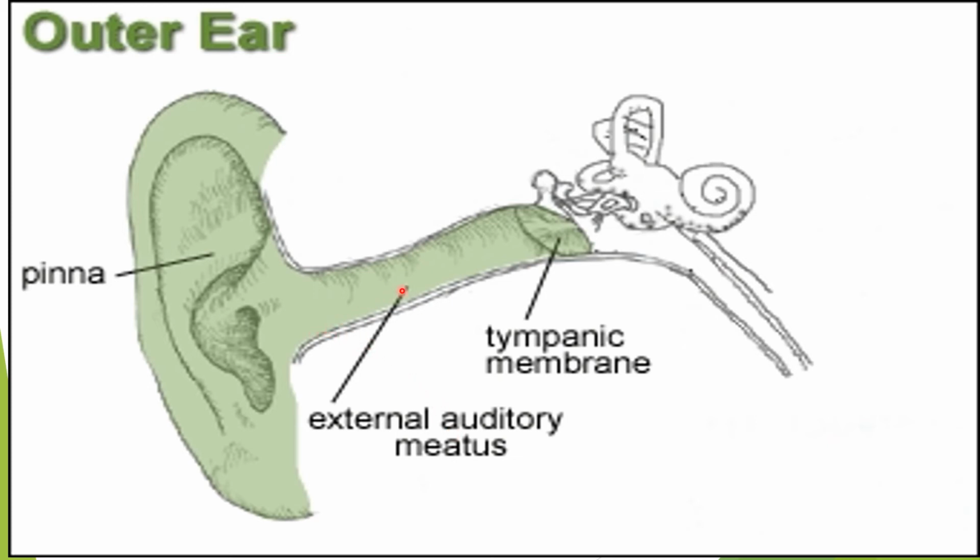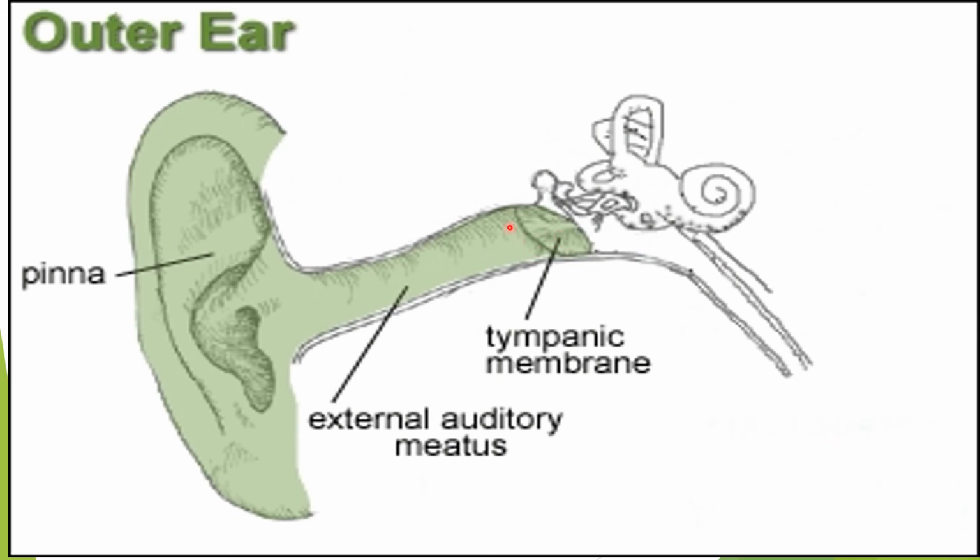Now the next part is the auditory canal, which is a 1-inch long canal. It conducts the sound waves towards the tympanum. It is lined by hair and modified sebaceous glands called ceruminous glands. The ceruminous glands secrete cerumen, commonly called earwax. The earwax or the cerumen and the hair trap the dust particles and other foreign substances and prevent them from entering into the inner parts of the ear.